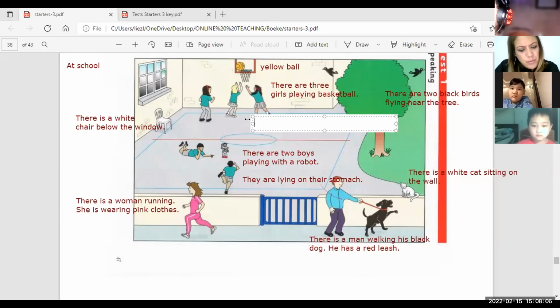Good, there is a yellow ball, okay. Ty, now you can tell us.